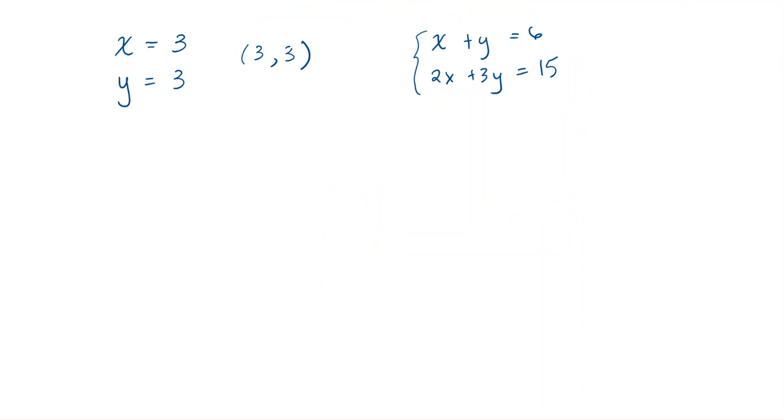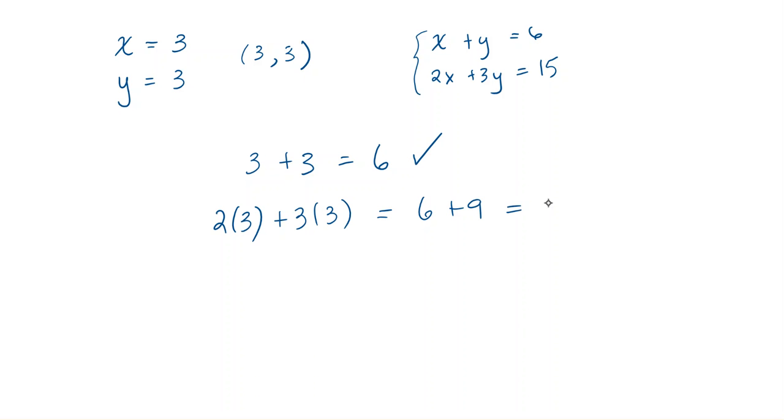So let's just check our answers. X is 3, y is 3, so we would say 3 plus 3 does indeed equal 6, so it works in the first equation. 2 times 3 plus 3 times 3, that would be 6 plus 9, which indeed equals 15. So since this solution works for both equations, we know this is our final answer.